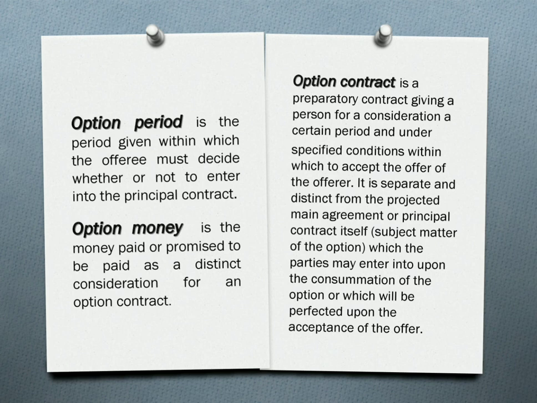Option contract is a preparatory contract giving a person for a consideration a certain period and under specified conditions within which to accept the offer of the offerer. And option period is the period given within which the offeree must decide whether or not to enter into the principal contract. And that's all for Article 1318 to Article 1324.